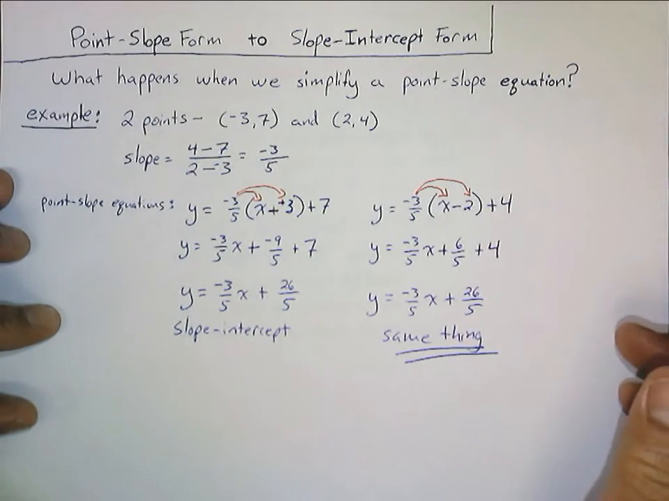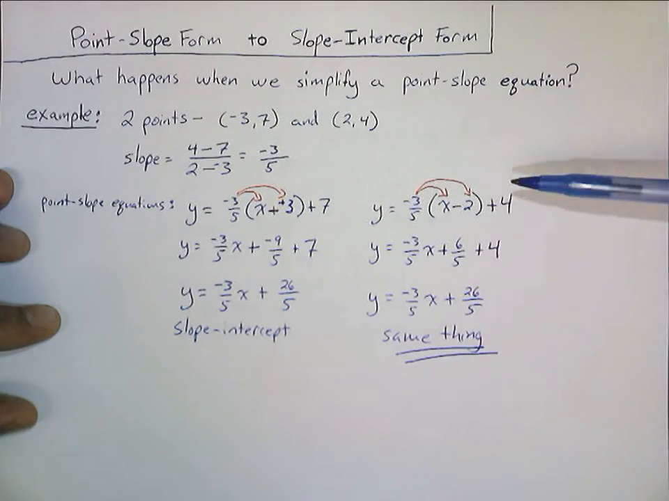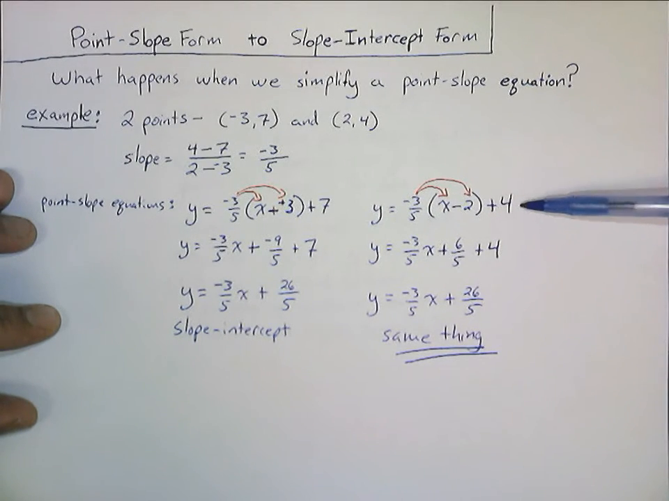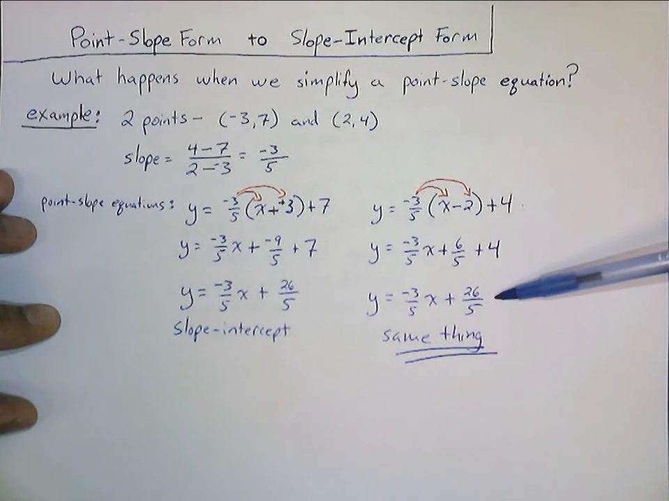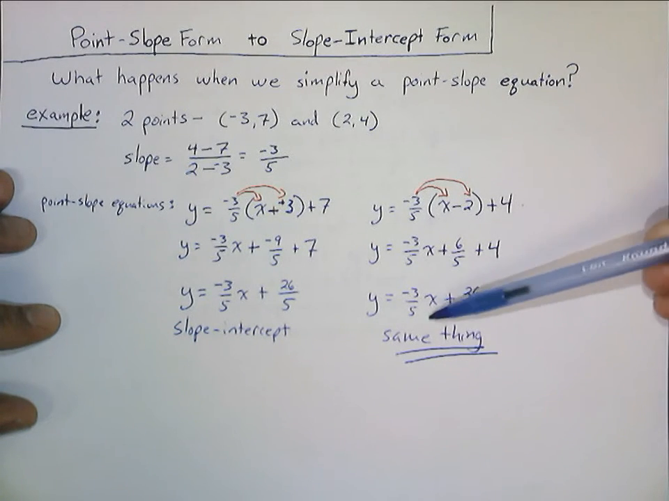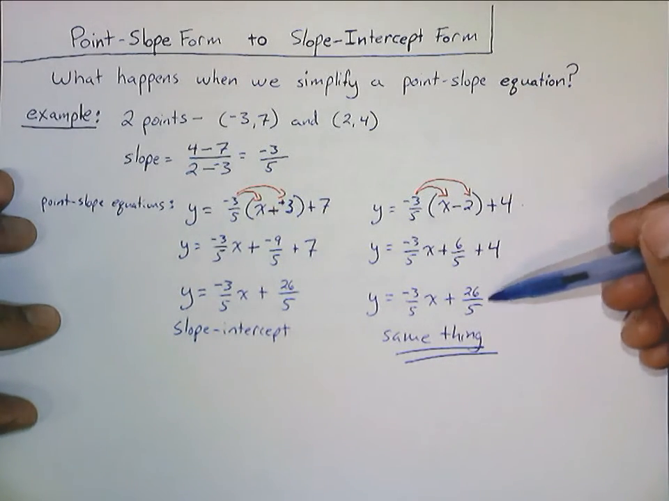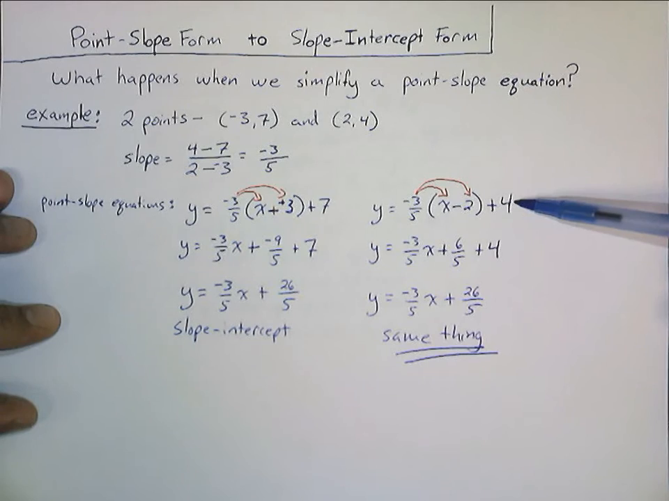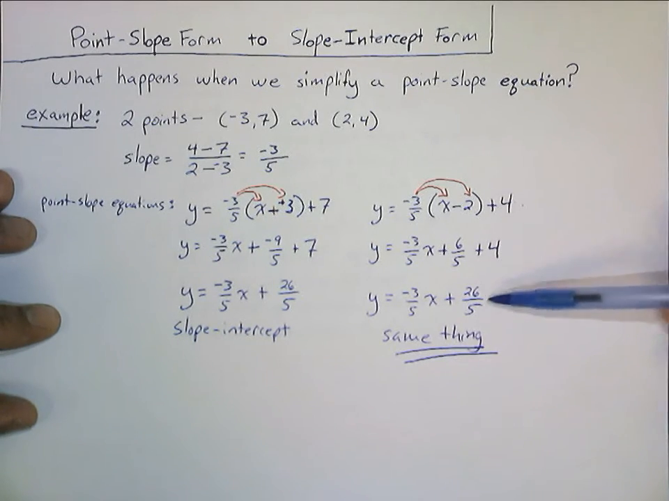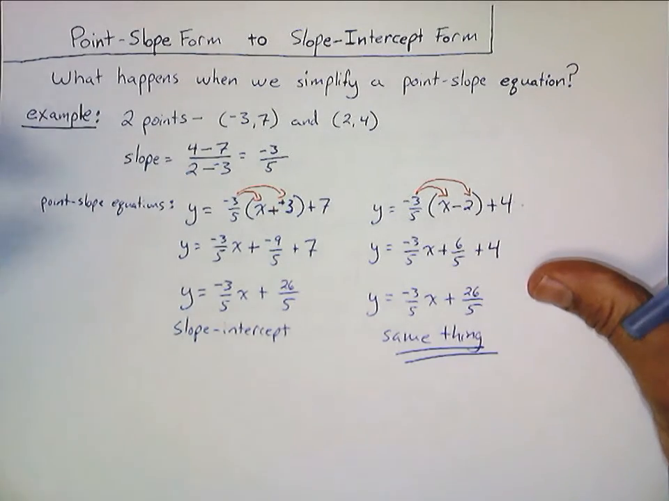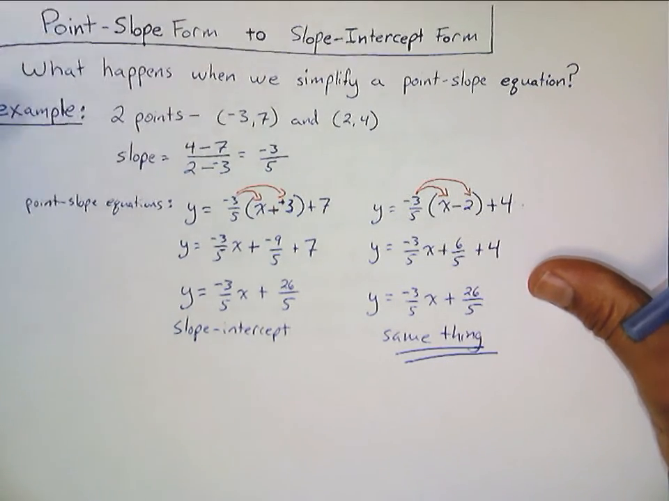And that's the point. So you can write the point-slope equation for a line in infinitely many different ways, because you can use any one of the infinitely many different points on the line. But for a slope-intercept equation, any line is only going to have one y-intercept and one slope, so there's only one way of writing the slope-intercept equation. And anytime you simplify a point-slope equation, you will get the slope-intercept equation for that line. Pretty simple.